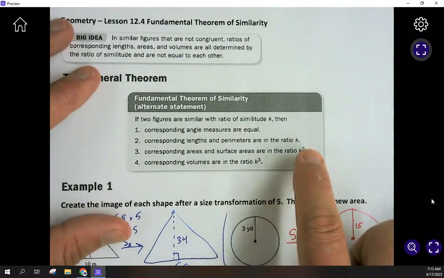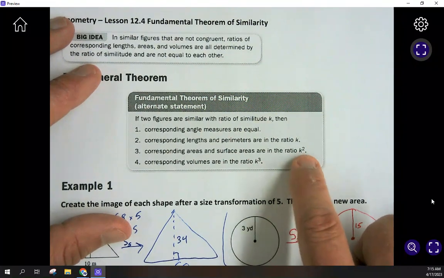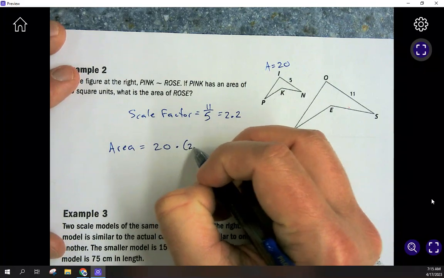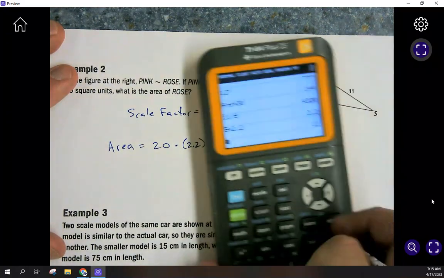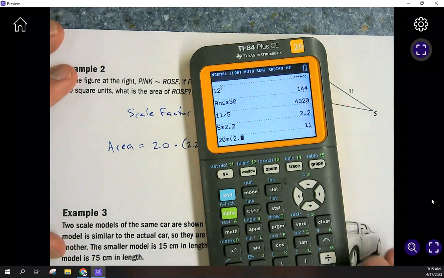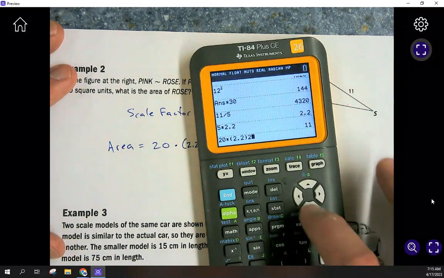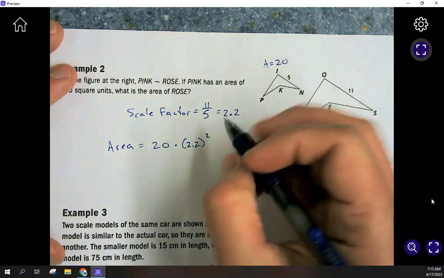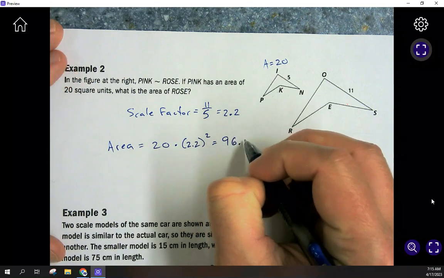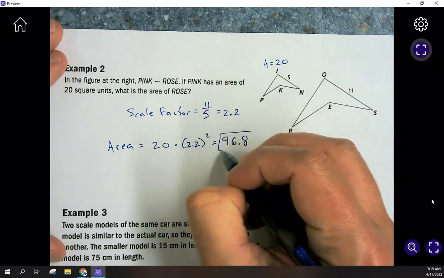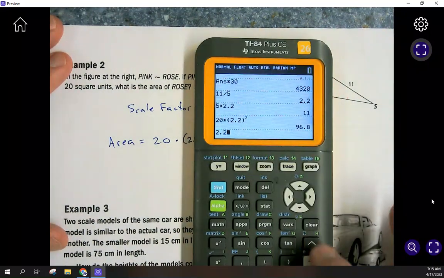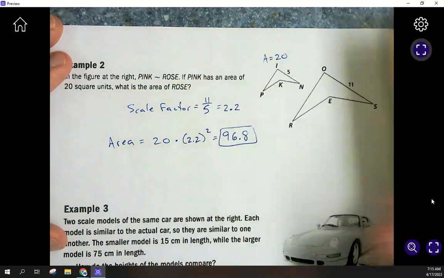Area, like we studied on the front, is always going to be in a ratio of whatever the ratio of similitude, or scale factor, is, squared. So ours is 2.2. So this is going to get multiplied by 2.2 squared. So 20 times 2.2 squared, and we get 96.8. So the new area over here is not 2.2 times bigger. It's 2.2 squared times bigger, which is 4.84.